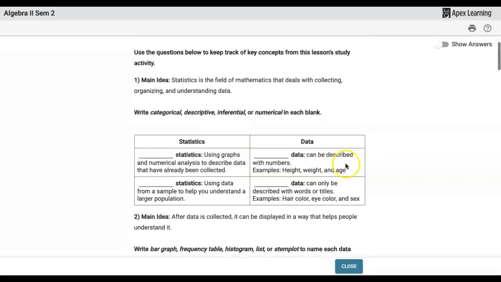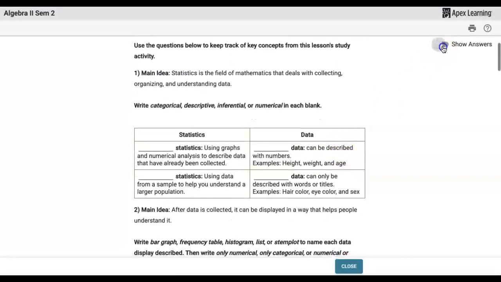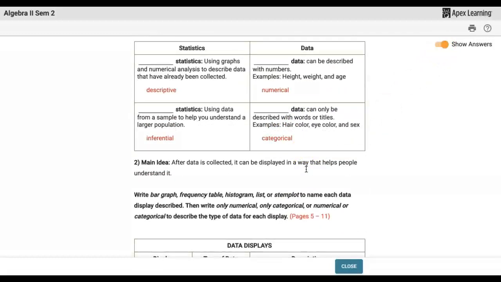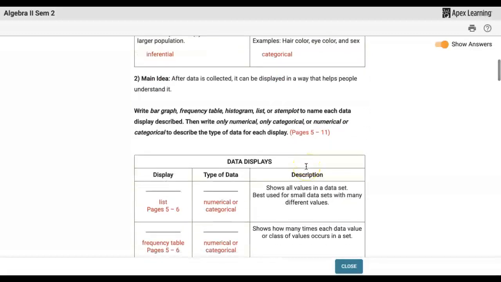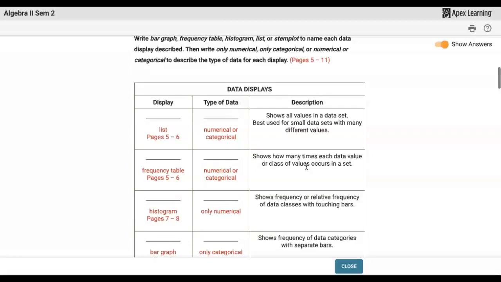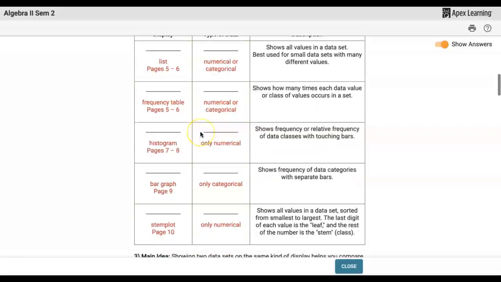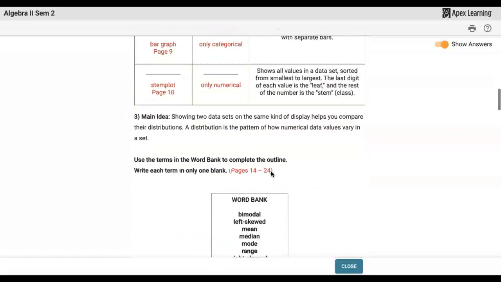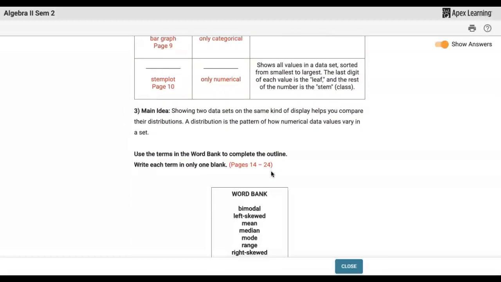But moving forward, looking at our study guide here, and this is going to be super important. Talking about the difference between descriptive and inferential, talking about our data being numerical or categorical, really being able to use some more descriptive words when we're talking about the data that we want to collect here. And then talking about our data displays here. We've got list, frequency table, histogram, bar graph, stem plot. Really understanding what type of data we can look at, and what an example graph looks like.